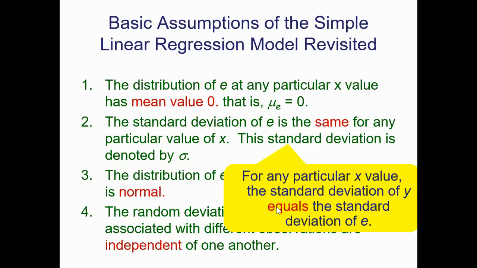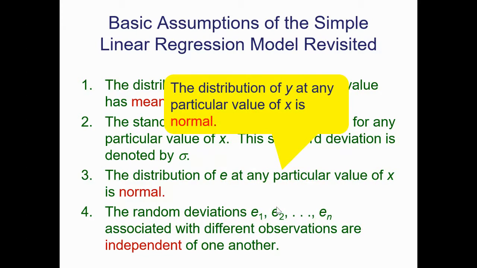Second assumption, they have the same standard deviation. For any particular x value, the standard deviation of y equals the standard deviation of the errors. So that's why they're all the same, because the standard deviation of y doesn't change. And the third one, the distribution of e at any particular value of x is normal. That's because the distribution of y at any particular value of x is normal.